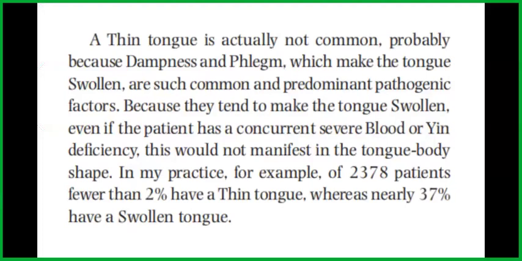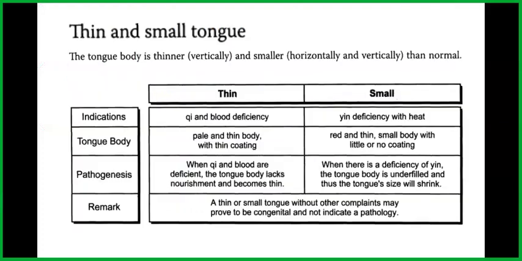In my practice, for example, of 2,378 patients, fewer than 2% have a thin tongue, whereas nearly 37% have a swollen tongue. The tongue body is thinner vertically and smaller horizontally and vertically than normal. So let's look at the indications of a thin and small tongue.